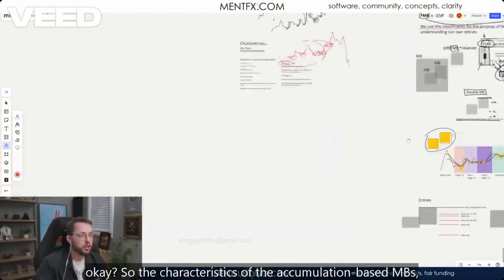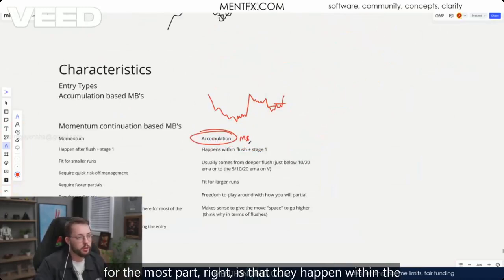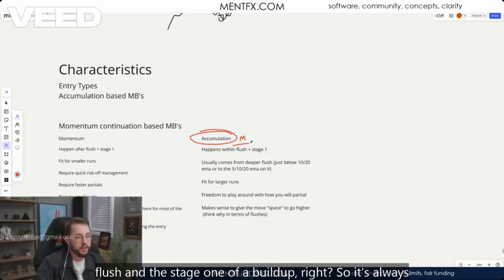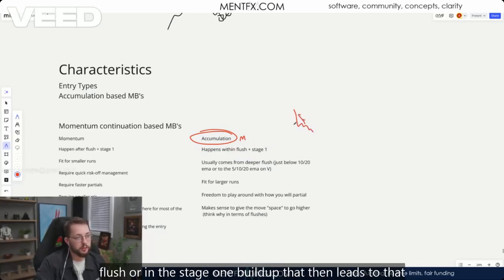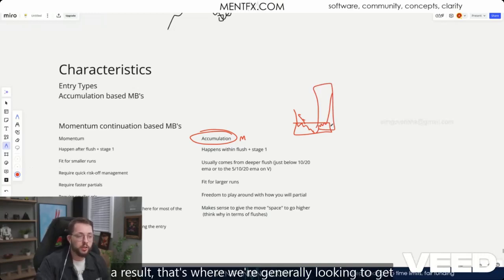So the characteristics of the accumulation-based MBs for the most part, right, is that they happen within the flush and the stage 1 of a buildup. So it's always going to be within a flush or after some kind of flush or in the stage 1 buildup that then leads to that stage 2, right? That's the very simple way to think about it. That's where these accumulation MBs usually occur. So as a result, that's where we're generally looking to get positioned, right?